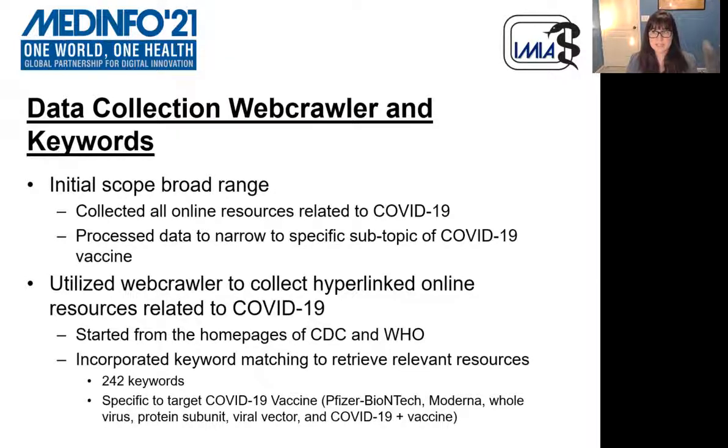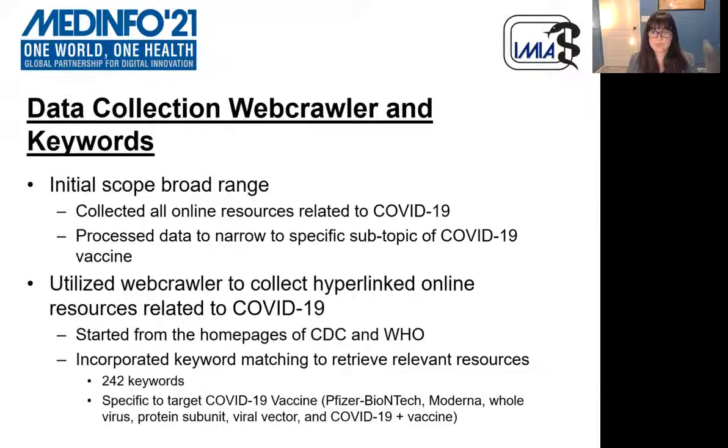To collect our network data, we utilized a web crawler to automatically collect hyperlinked online resources related to COVID-19. We started the web crawling sessions from the coronavirus homepages of the Centers for Disease Control and Prevention and the World Health Organization. To ensure that the web crawler would only retrieve relevant resources, we developed a set of 242 keywords related to COVID-19 clinical research and patient care. For this purpose, we reviewed the medical subject headings and online glossaries for COVID-19 resources. Certain general terms were included, such as virus and infection, as they often pertain to COVID-19.